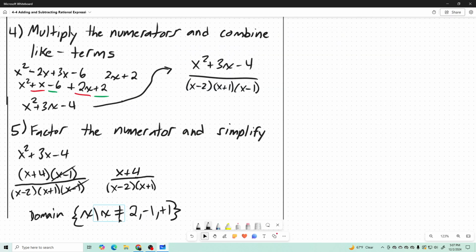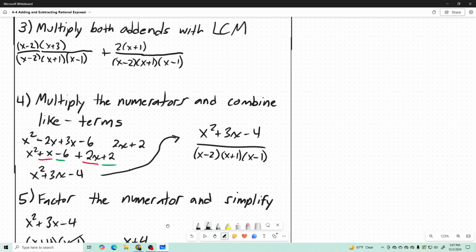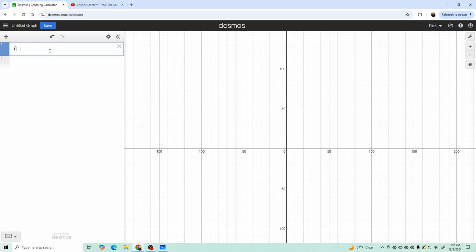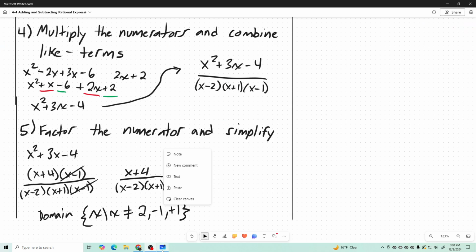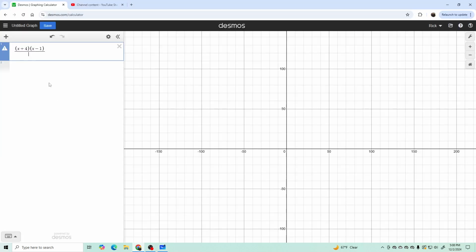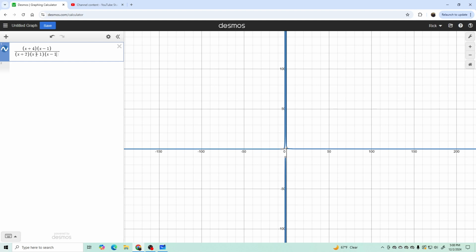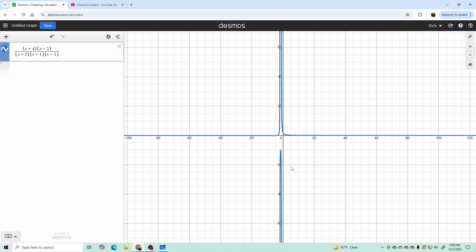So let's go back. We have x plus 4, x minus 1, all of that over x plus 4, x minus 1, x minus 2, x plus 1, x minus 1, x plus 2, x plus 1, x minus 1. All right, now let's zoom in a little bit here so we can see.